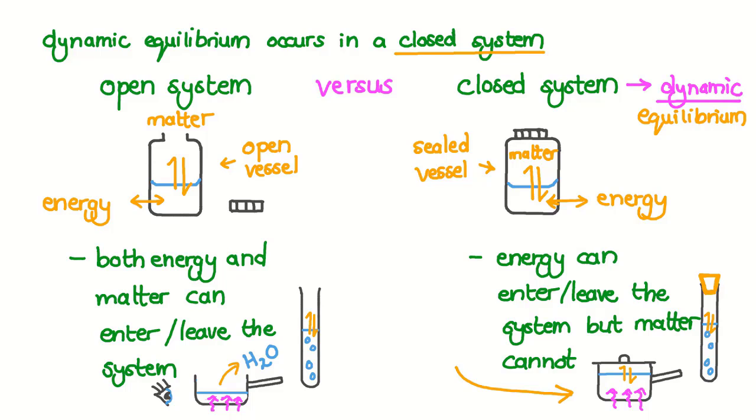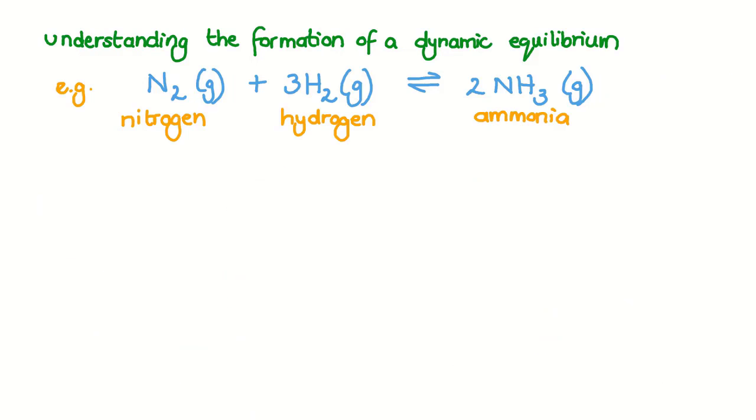Now that we know what a dynamic equilibrium is, and that it occurs in a closed system, let's look closely at a reaction that reaches dynamic equilibrium. Let's walk through what happens when a reaction in a closed system begins to the point where it reaches dynamic equilibrium. We'll use the example of nitrogen gas reacting with hydrogen gas to form ammonia. The equation is N2 gas plus 3H2 gas reacting reversibly to give 2NH3 gas. In industry, the synthesis of ammonia gas by this reaction is called the Haber process.